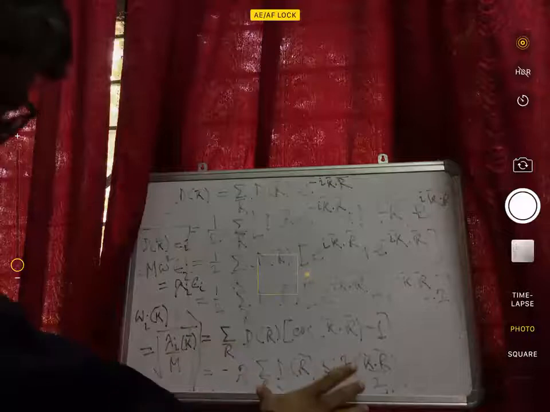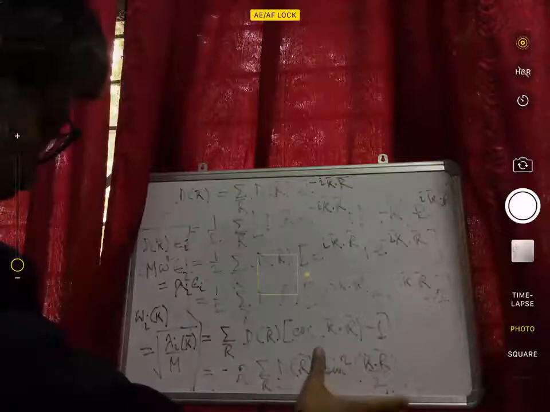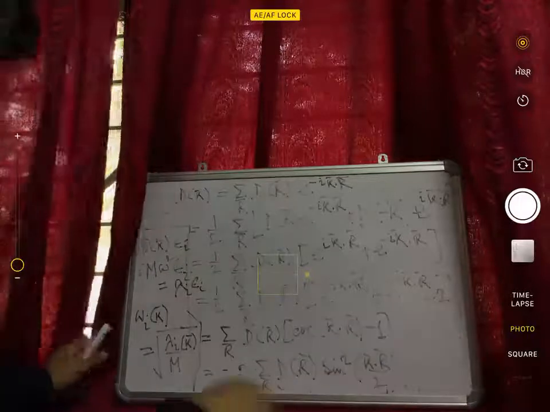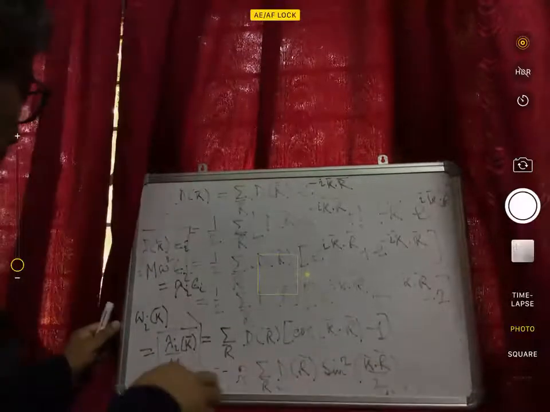So now dk is this, which depends on k squared for small k. Okay, this sine squared k dot r.